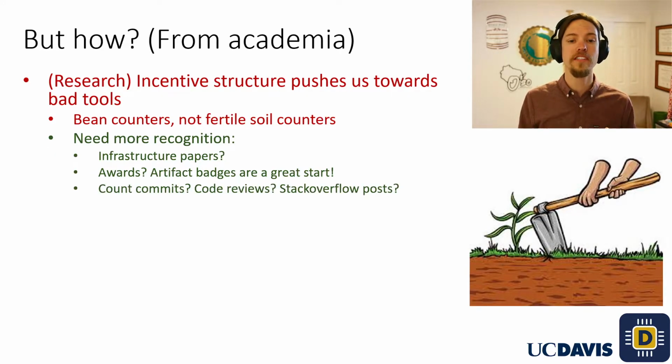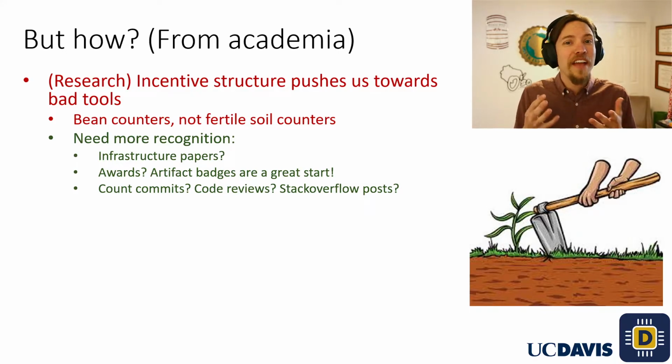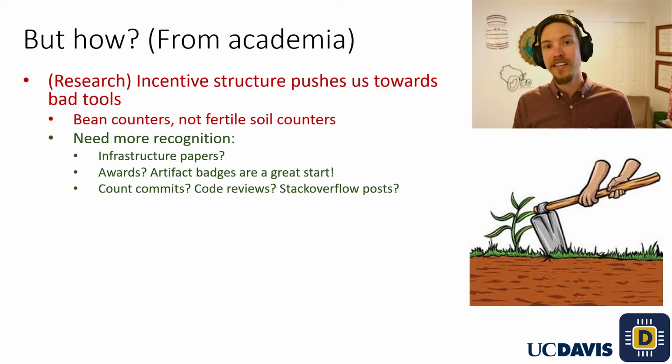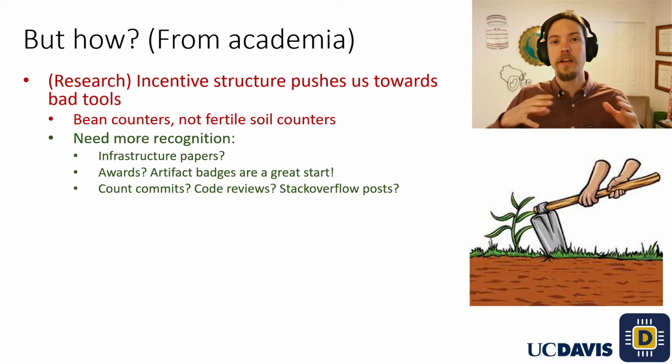Artifact badges are a great start, but I think we can do even more. And if we have to count beans, maybe we can find some beans to count. We can count code commits, count code reviews, even questions answered on Stack Overflow. I'm not sure if any of these are actually good ideas, but there are ways we can try to develop a community that cares more about these kinds of things.